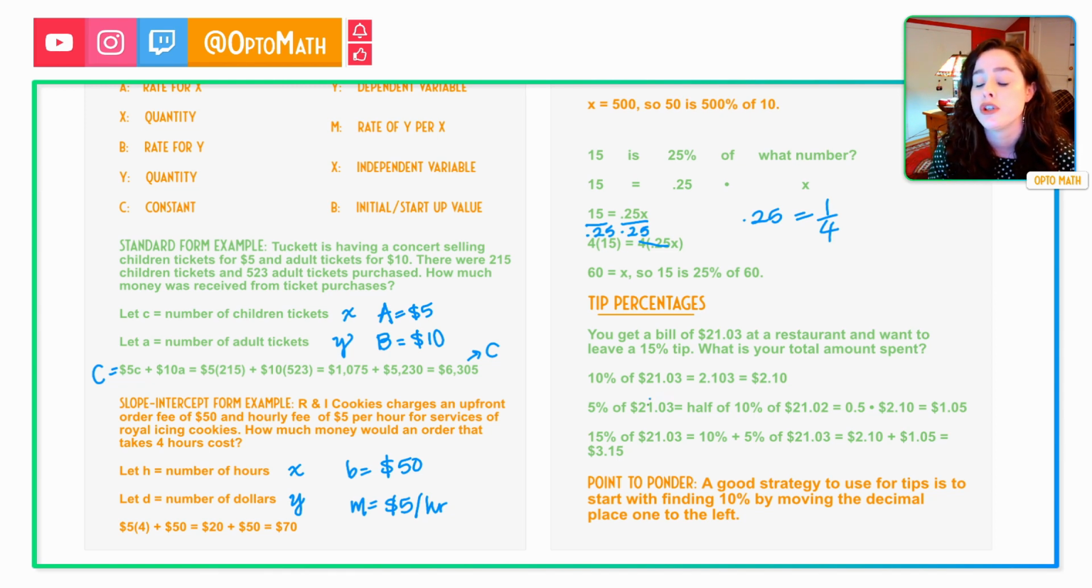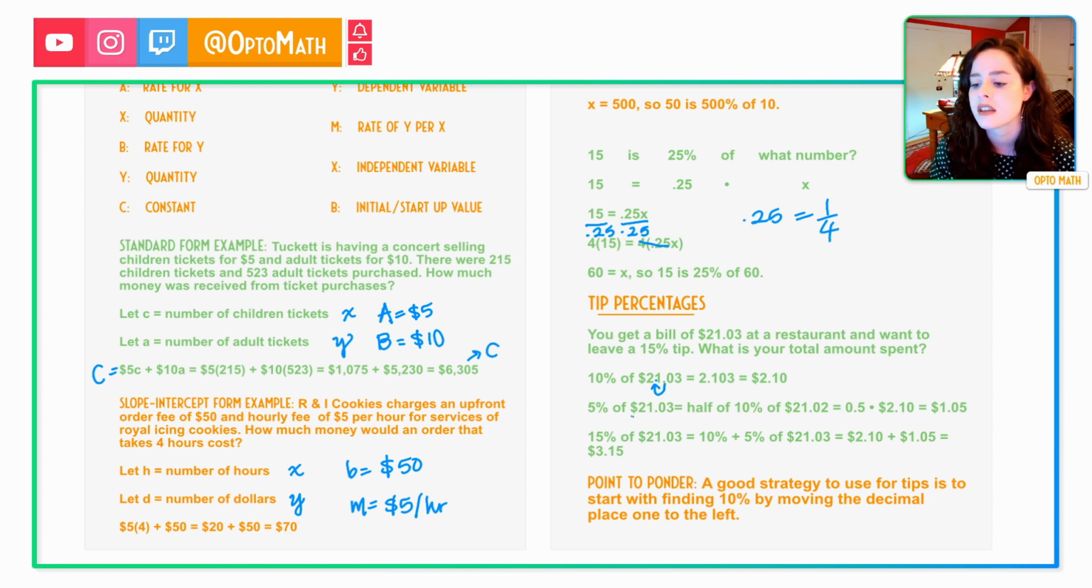So that's what you can do in your head. So 10% of 2103, or $21.03, is moving this decimal one place to the left, and that's how you've gotten your $2.103. We kind of got to round that, right? Because we're talking about money. It only has 2 decimal places. So it's going to be $2.10. Now we have to deal with the 5% because we're doing 15%. So essentially we're doing 10% and then 5% and then combining those two.